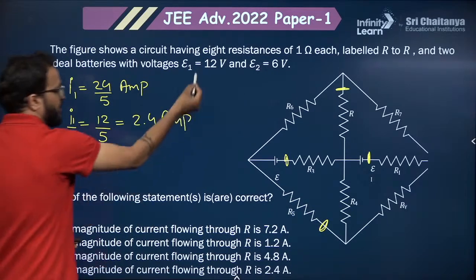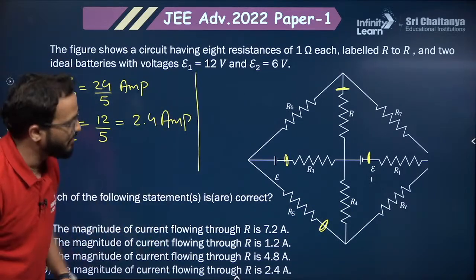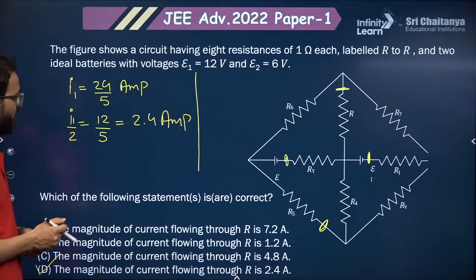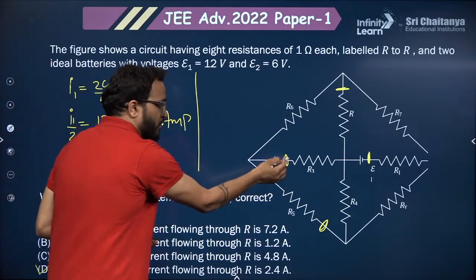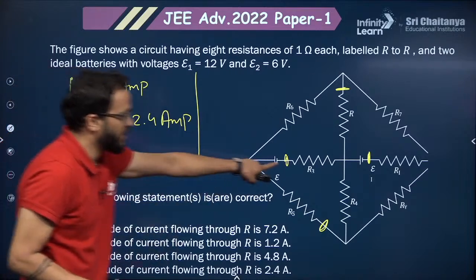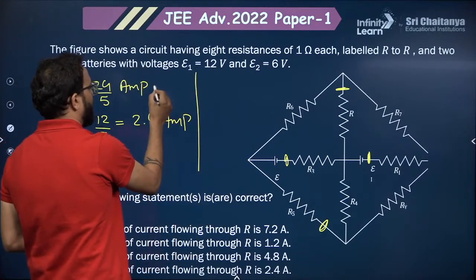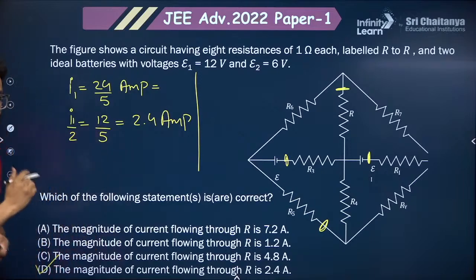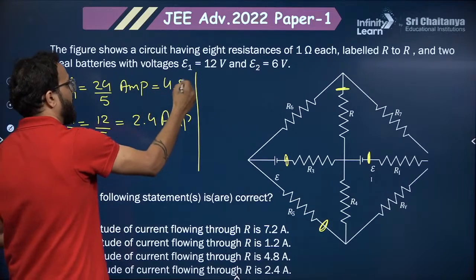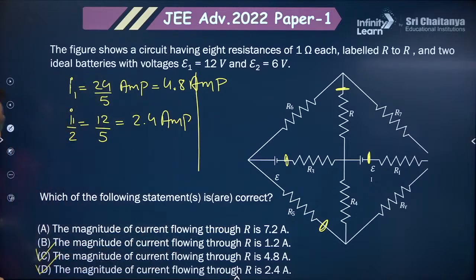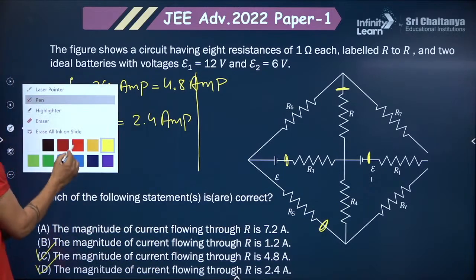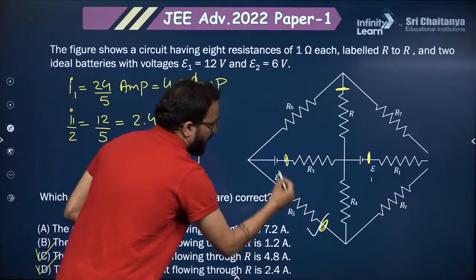Now next thing is, please see the question because there is some misprint here. Okay, so 2.4 ampere. Now let's talk about which current? This is absolutely I1 only. So it will be 4.8 ampere. So this also will match somewhere. So C option is also correct. So this is done, this is done.